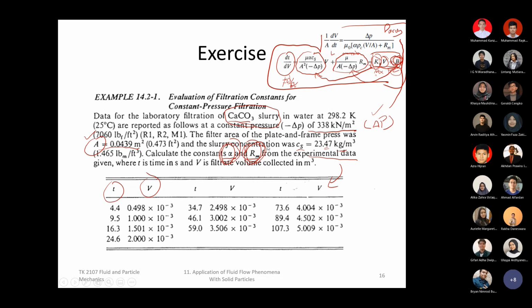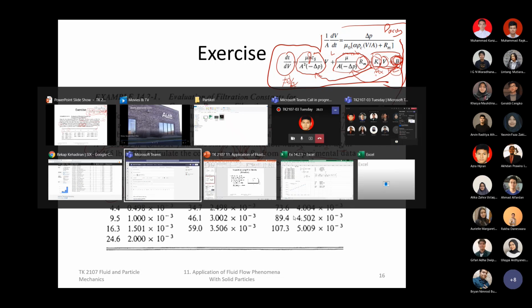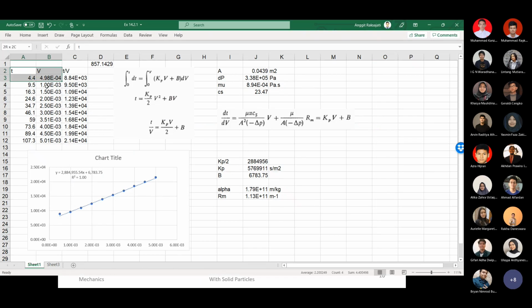Then the next step is to calculate the Kp, then calculate b, then you can rearrange the numbers to get your actual Rm and your alpha. Alpha is part of the K, Rm is part of the B. So I'll just copy paste all this data, T per V, into Excel. So that's the T and V as provided in the question.